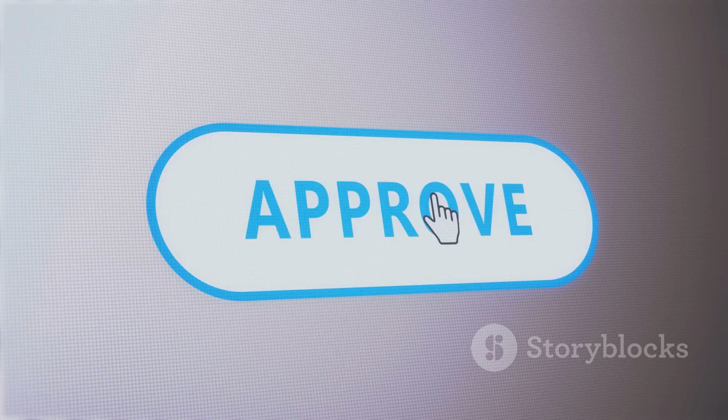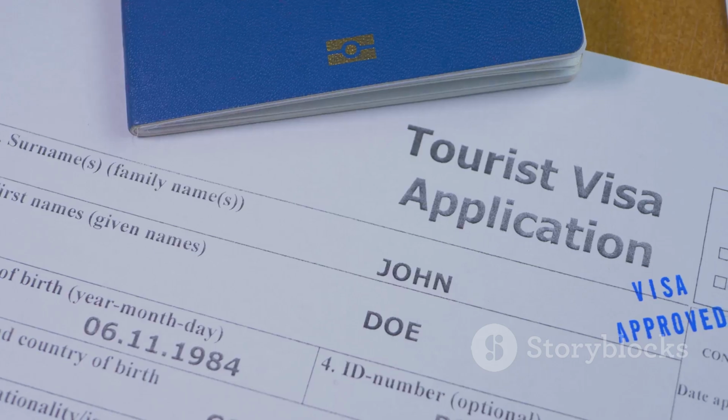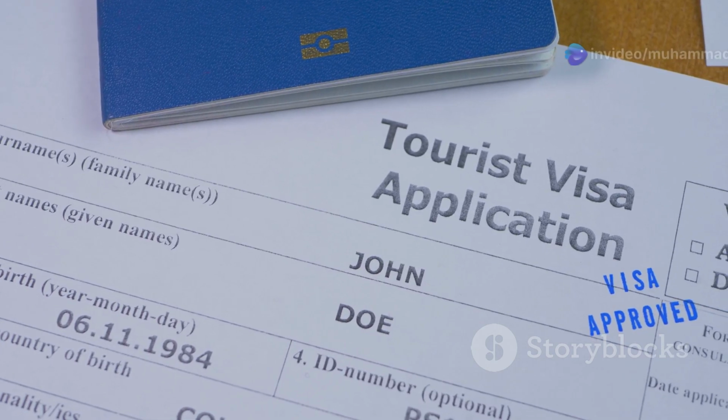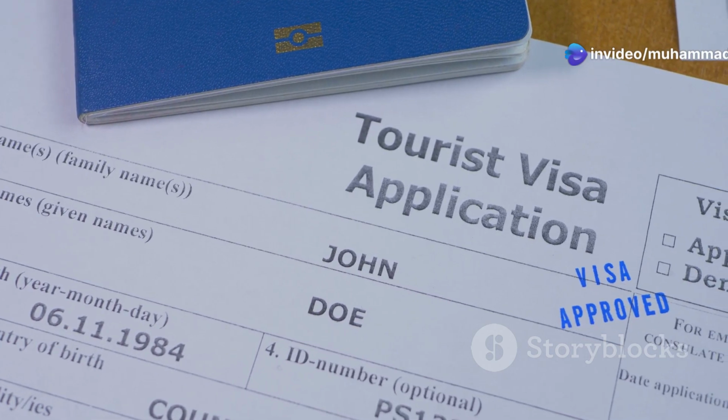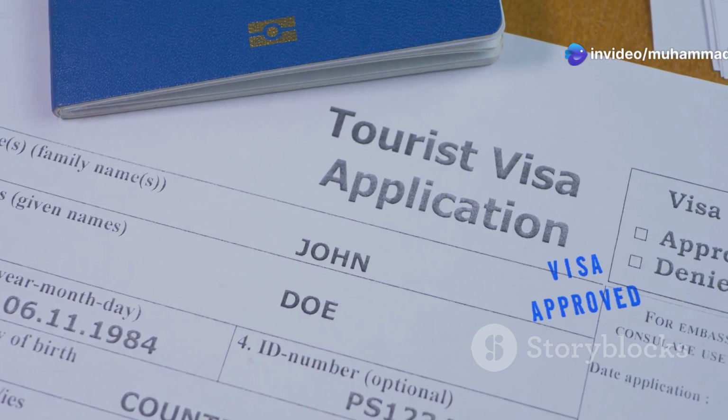But wait, there's more. You can always track your request. Just head to the My Requests tab to check its status. It'll show as pending or approved, and that's it. You're all set to manage your travel requests with ease.